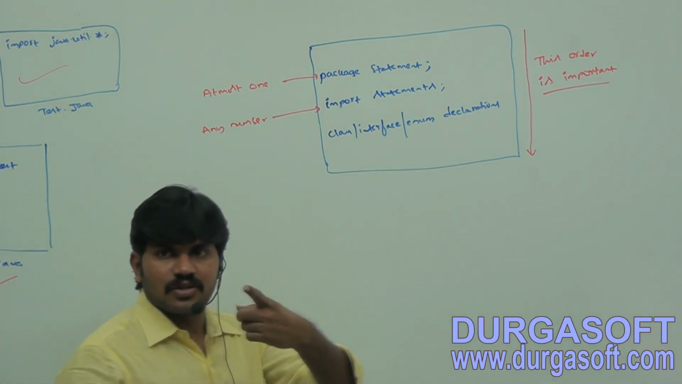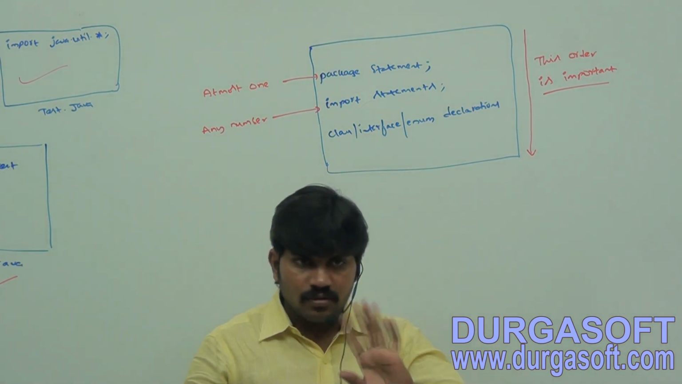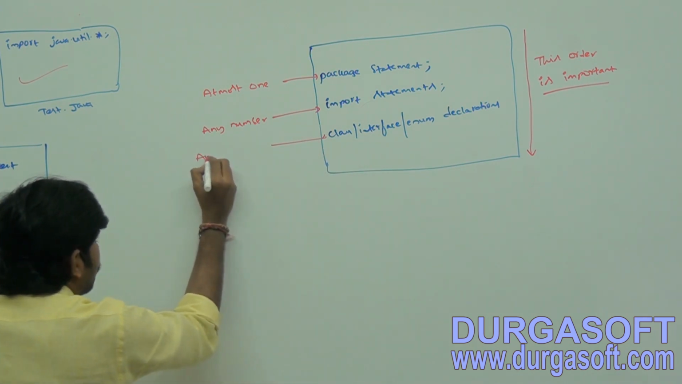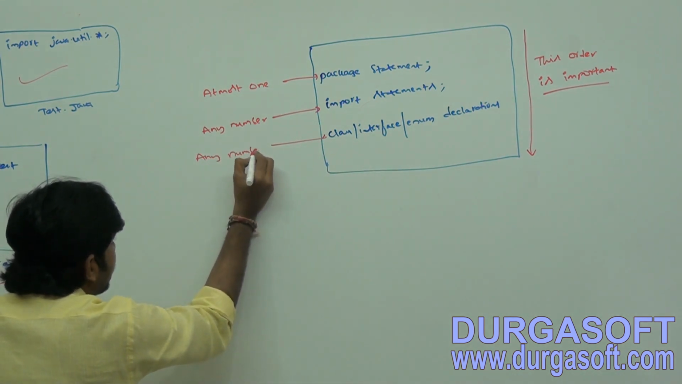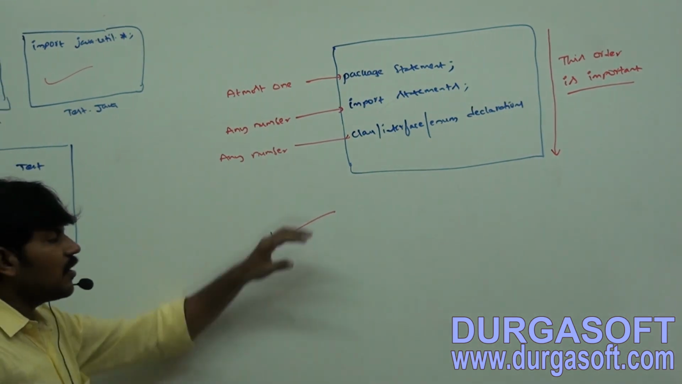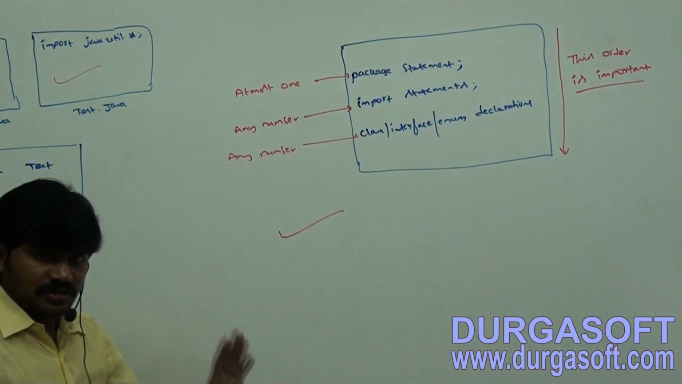Any number. Last time you people told at least one. No such type of restriction. Any number is allowed, no problem at all. Are you getting it? So this is the valid Java source file structure, right?